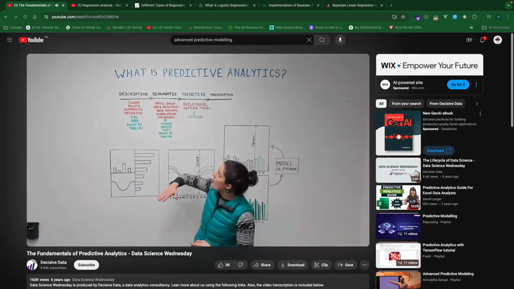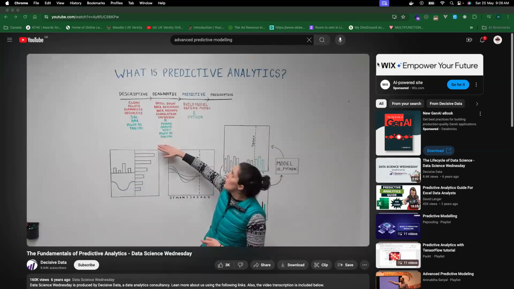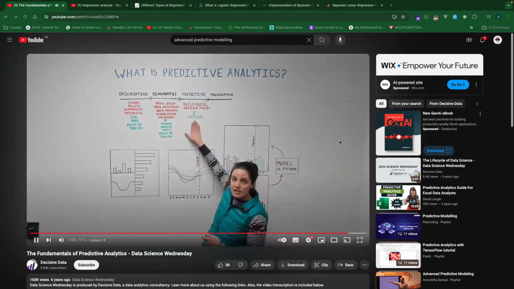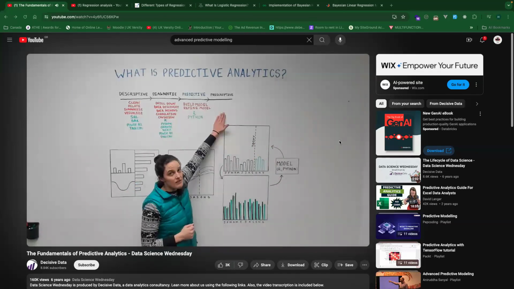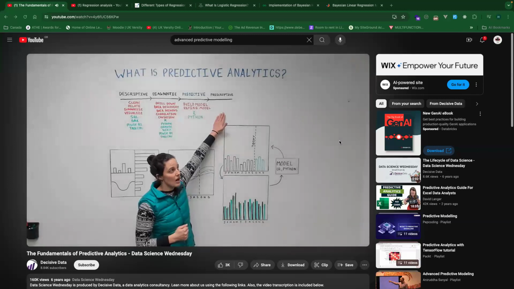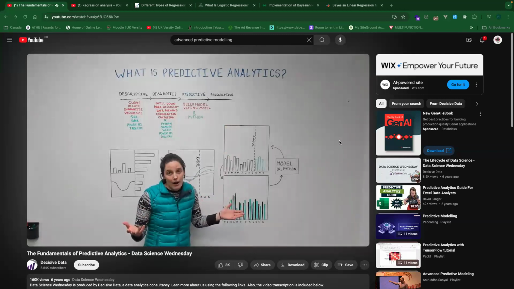Basically, once you have a solid foundation of descriptive and diagnostic analytics, we can really start pushing forward with predictive analytics. And then next week, we're going to start talking about prescriptive analytics, which really gets to the questions of, okay, now that we know what's happening in the future, what do we do about it?